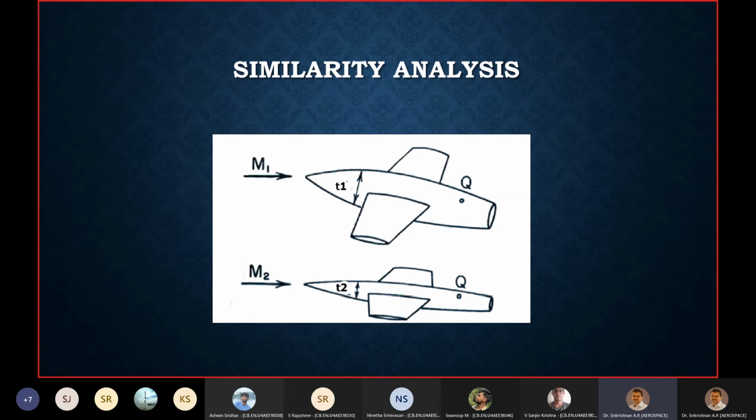The importance of similarity analysis is when you have two physical situations which are similar in several aspects, but in certain other aspects are highly different. In such cases, when you strike an equivalence between the behavior of the flow from one case to another, that's what we mean by similarity analysis, which is extensively used in fluid mechanics, heat transfer, aerodynamics, etc.